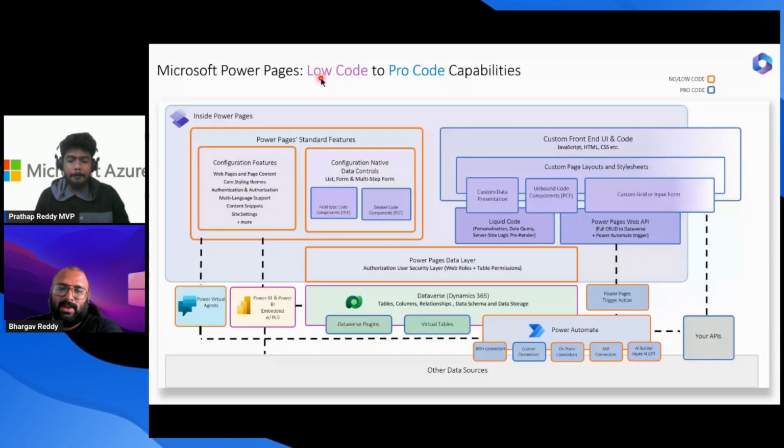So overall, if you look at it, Power Pages is pretty well modeled. What you see to the left, marked in orange, is basically the no-code, low-code capabilities which come out of the box. It has configuration features which allow you to create web pages and page content. You can enable some of your core styling themes.